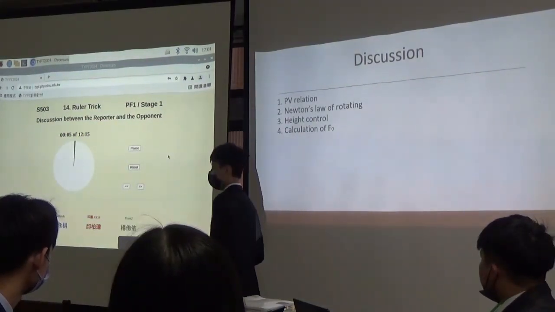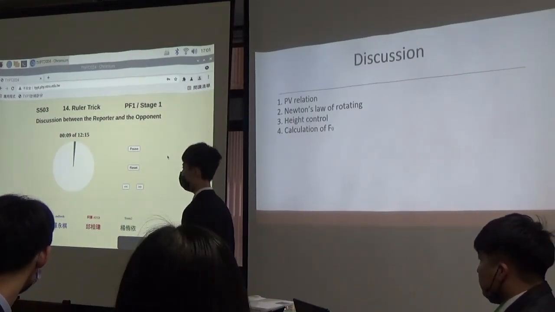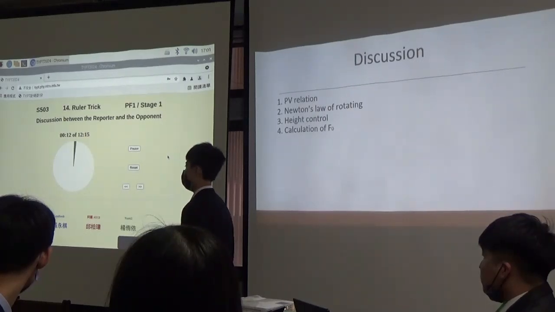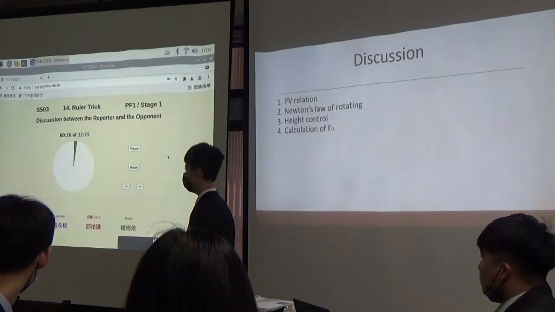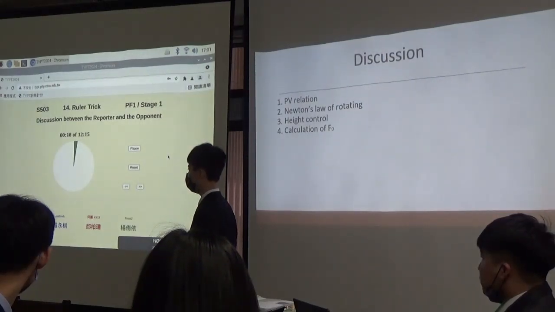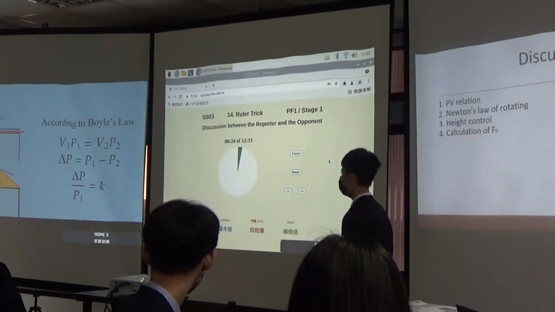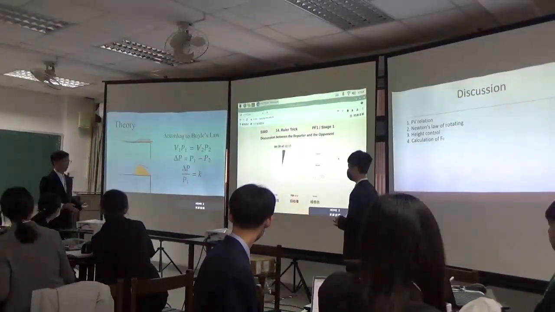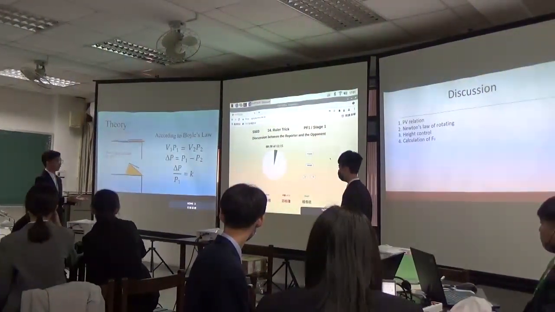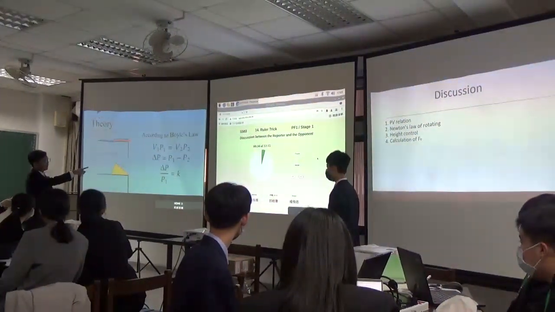First, I want to ask about the PV relation. Why did you use PV is a constant? So basically, the ruler is static, so the volume of the ruler is the same, right? And P1, as I mentioned, is normal atmosphere, which is 1 atm. So in this case, these two multiplied together will be a constant number, so we can get it equal to V2 times P2.